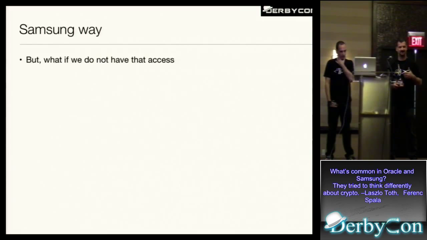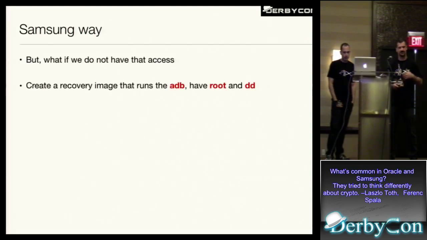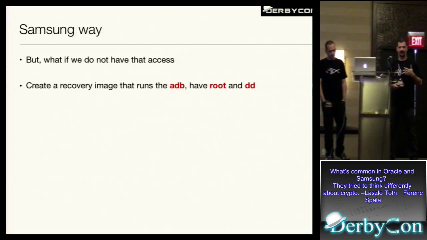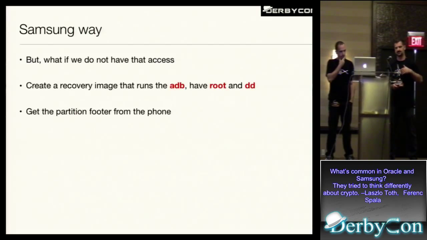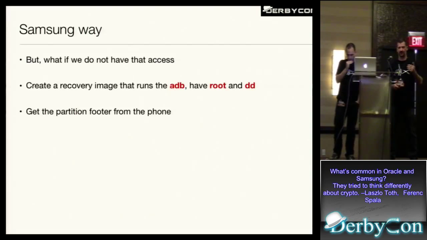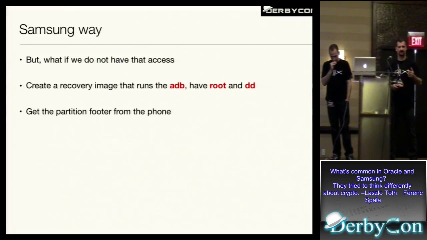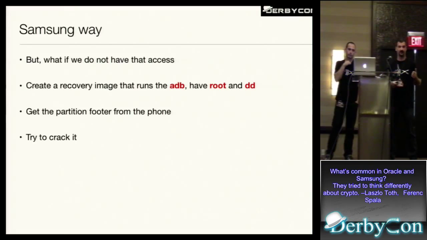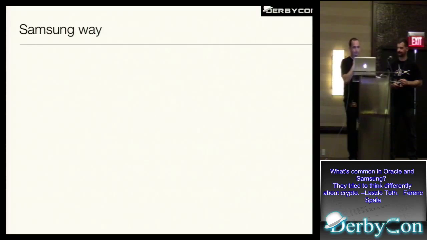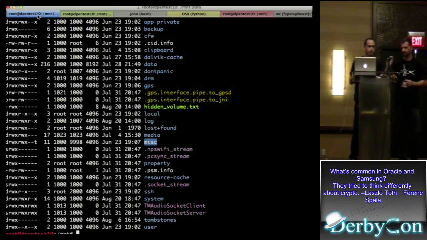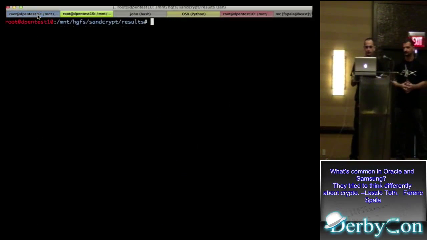But what if we do not have this level of access? We can still try the offline brute force attack. To mount such an attack, we need to create a recovery image. You need ADB, root, and the DD command in it, and use the DD command through ADB to dump the partition footer, the last 16 kilobytes of the encrypted partition, and try to crack it. And we will show you how. So, demo again. I hope so.